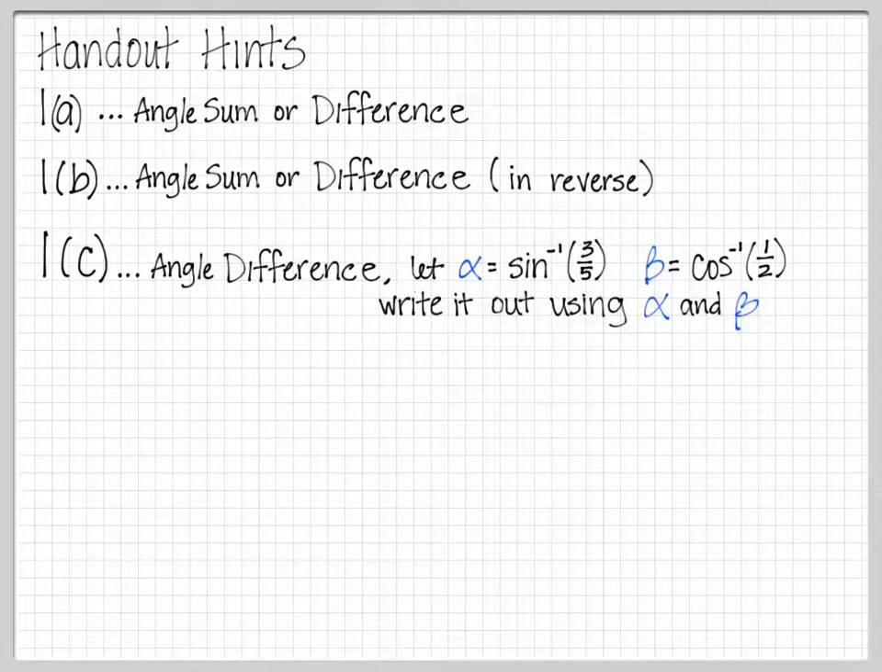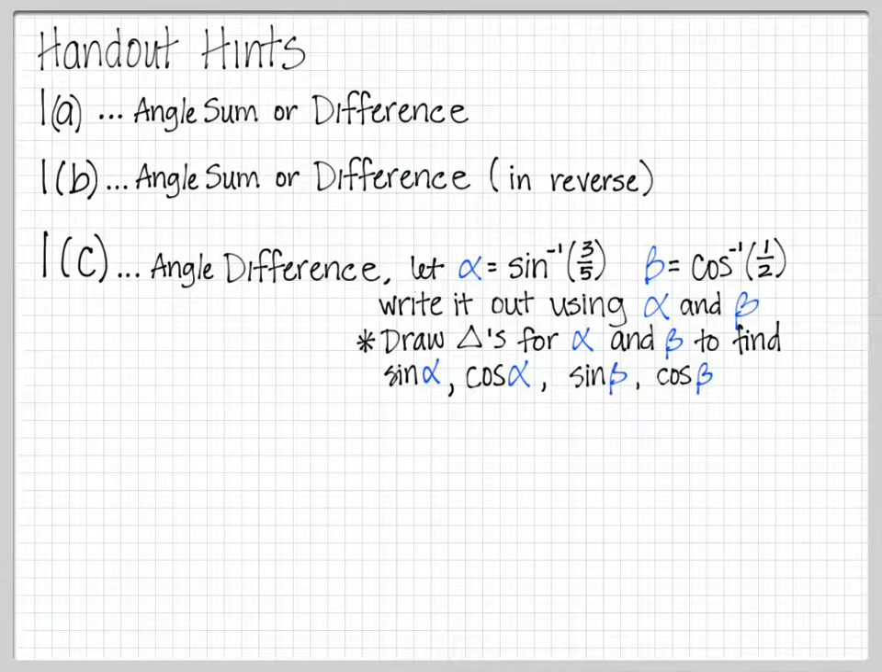Now I'm going to rewrite that problem and not write it with the inverse of sine and the inverse of cosine, but I'm going to write it using the alpha and beta, just the letters, writing it out. And I'm going to draw the triangles for alpha and beta using this information from the arc sine and the arc cosine. You can draw your triangle that has those ratios, and from those triangles you would be able to find your sine of alpha, your cosine of alpha, your sine of beta, your cosine of beta, plug it back into the formula and evaluate.